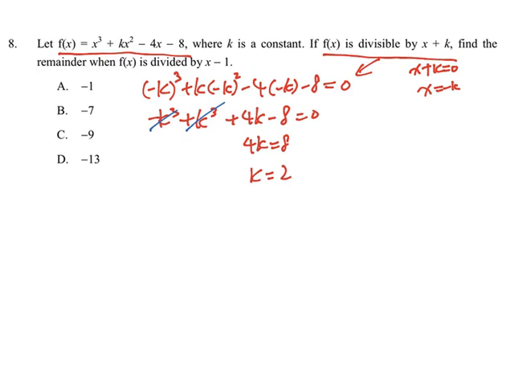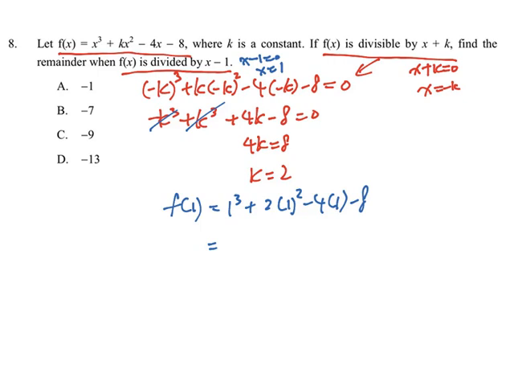Next, we need to find when f(x) is divided by x minus 1, what is the remainder? For this one, we'll substitute x equal to 1 into the polynomial. So for f1, 1 cube plus k times 1 square minus 4 times 1 minus 8. By using a calculator, you can get negative 9. So the answer is C.